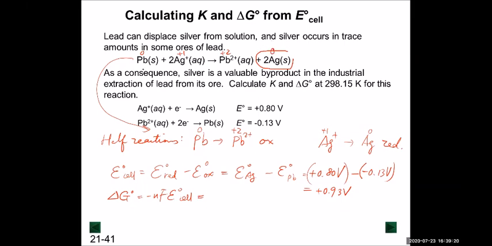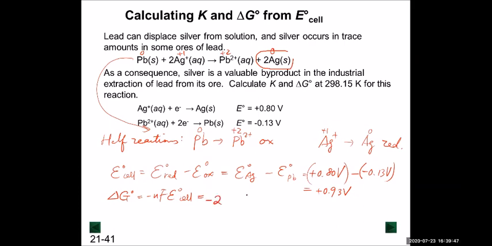You can see there's only one lead atom, and each lead loses 2 electrons. Each lead loses 2 electrons, and there's only one lead. So the number of electrons transferred is 1 times 2, it is 2.